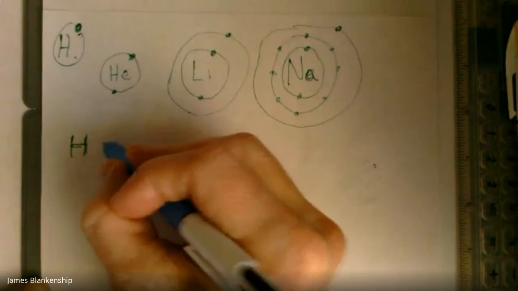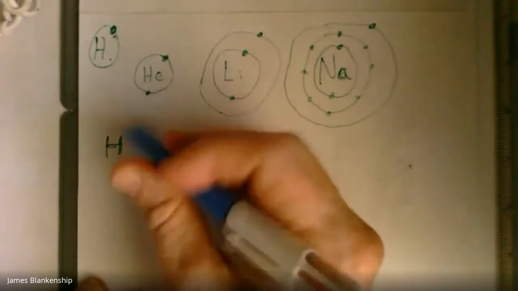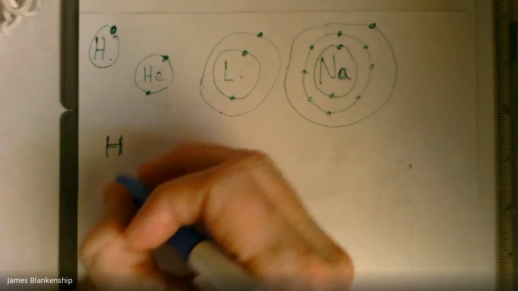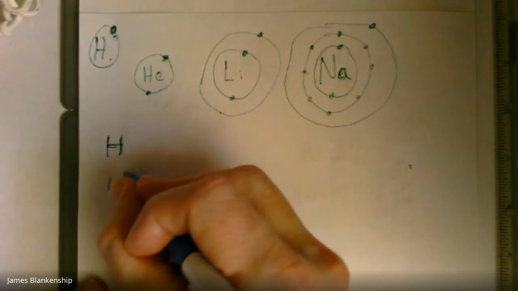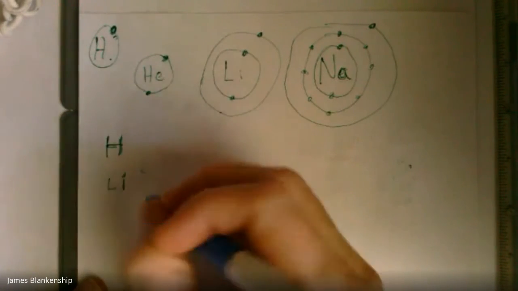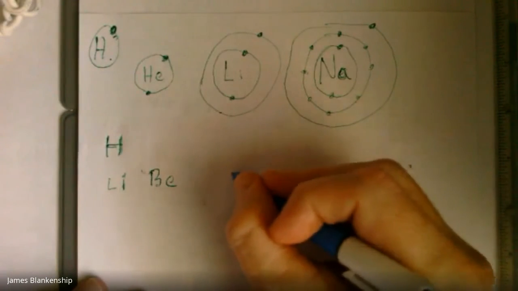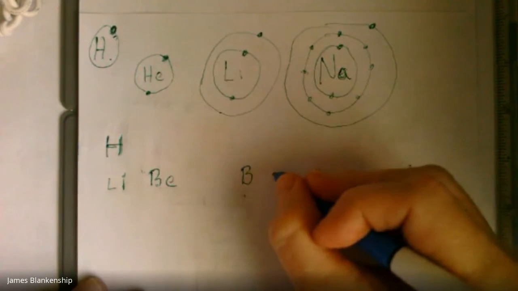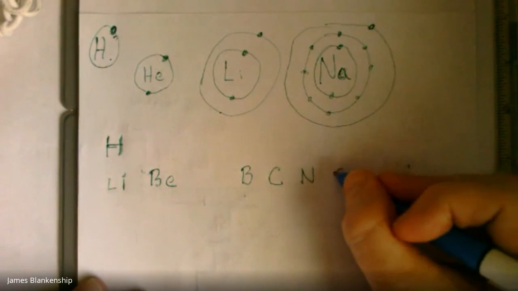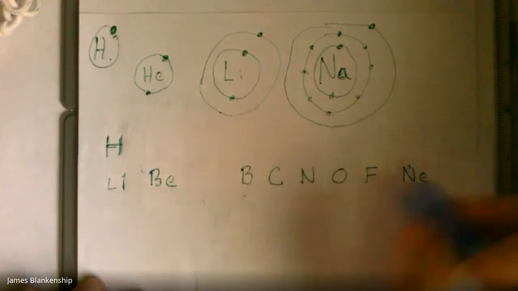We have a column for hydrogen. Then I'm going to write, actually I'm not going to use hydrogen. I'm going to use lithium, but they will be the same. Only thing that will change will be the symbol. Here's my lithium. Here's my beryllium. Then I'll have boron, carbon, nitrogen, oxygen, fluorine, and then neon.